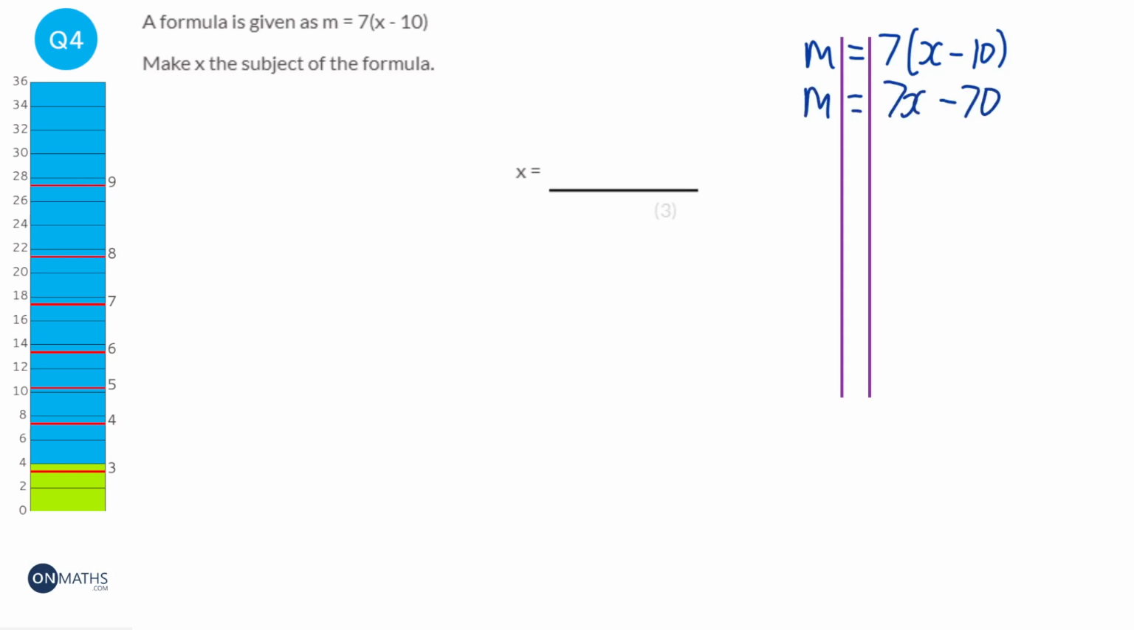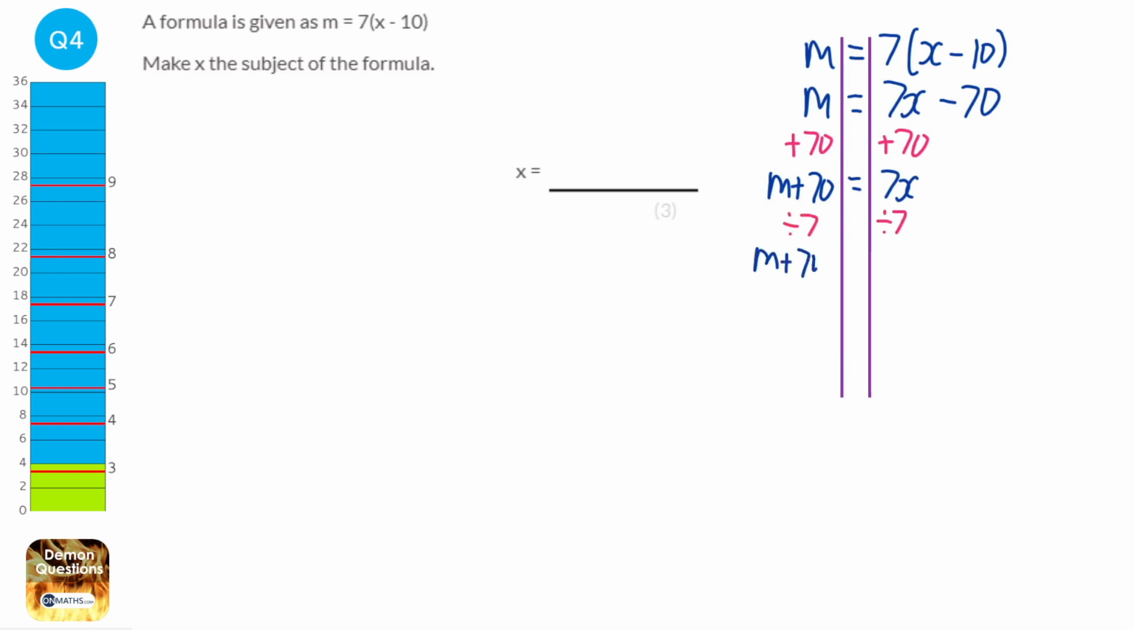And we're going to add 70 to both sides. So we're trying to get x as the subject. Try to get x on its own, and we're next going to divide both sides by 7. So we have m plus 70, all of that over 7 equals x. So x equals (m plus 70) over 7.